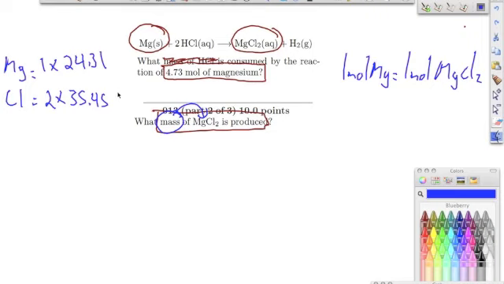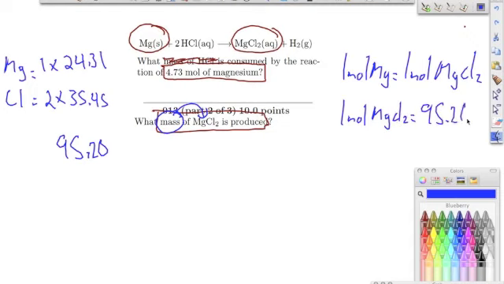something right around 95.20. And what that means is that 1 mole of magnesium chloride equals 95.20 grams of magnesium chloride. The reason why we did this is because it said mass of magnesium chloride. If it says mass or grams, we have to find the molar mass.